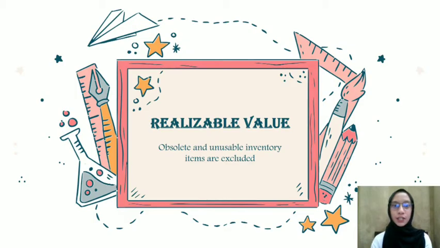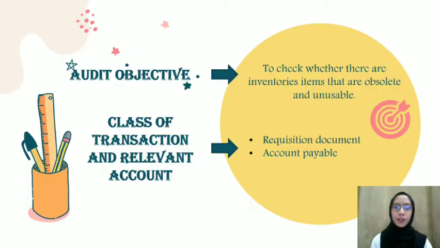For the next management assertion, realizable value. It means that obsolete and unusable inventory items are excluded and not being calculated. Okay, what is the audit objective for realizable value? It is to check whether there are inventory items that are obsolete and unusable. The relevant accounts for realizable value are requisition document and account payable.